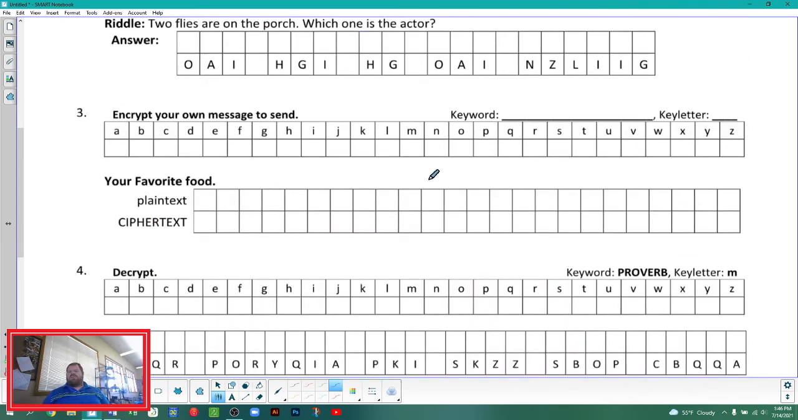on this one, I just want you to encrypt your own message to send. So pick a keyword, pick a key letter. It can be anything. Fill out the cipher strip, and then your favorite food. Mine would be, I'm pretty basic, but mine's pizza. And so maybe a good keyword would be something like pepperoni.